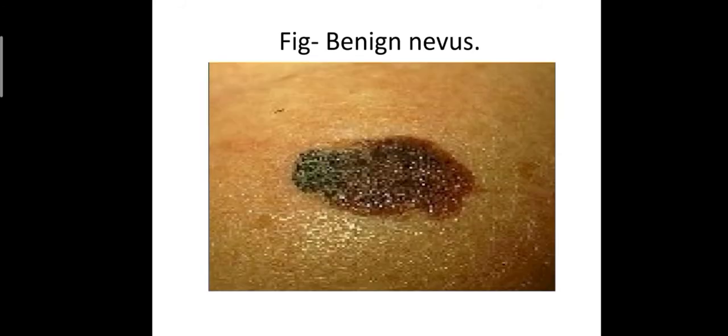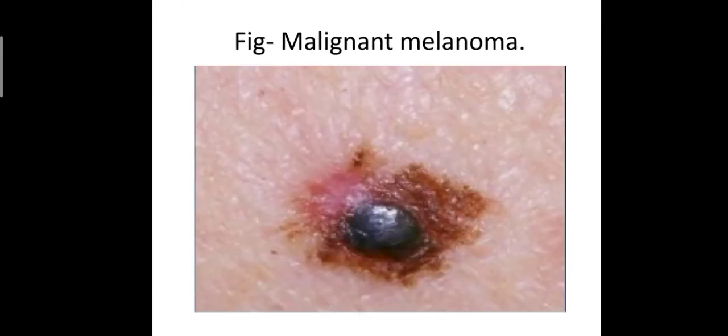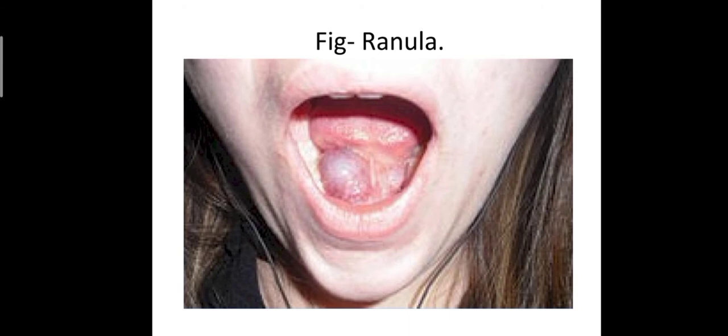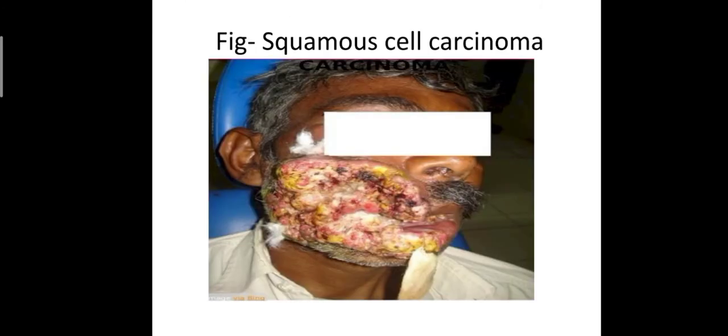So benign nevus in this diagram, hereditary dysplastic nevus syndrome, malignant melanoma of the foot, a figure or diagram of ranula below the tongue. Character of surface: two characteristic surfaces on inspection, cauliflower surface in squamous cell carcinoma, and filiform branched surface in papilloma. This is squamous cell carcinoma.